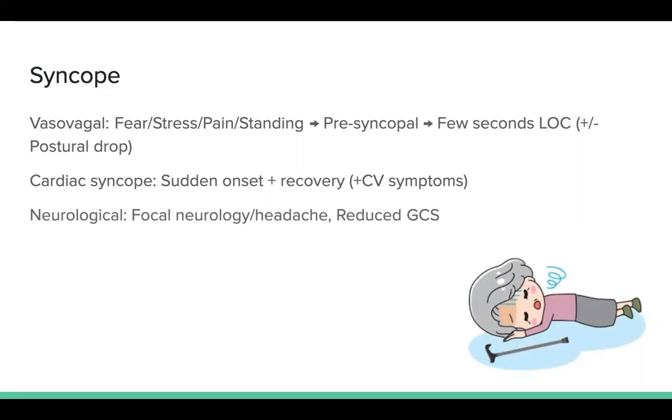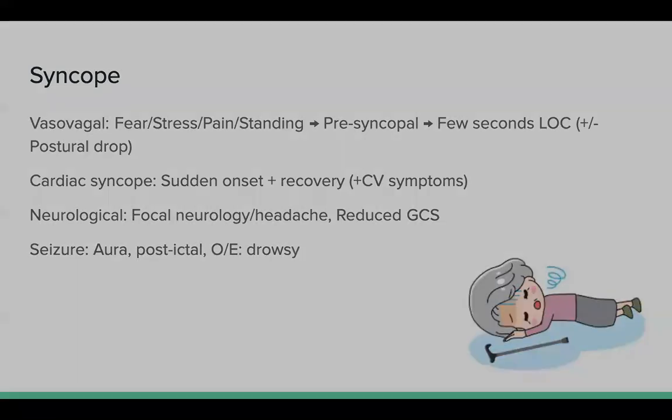Next, we've got neurological syncope or neurological collapse. With this, it's usually associated with either headache or focal neurology and perhaps reduced GCS. And sometimes patients have seizure. Seizure is usually associated with aura and a post-ictal period following the collapse. The lactate's usually high. Sometimes they have incontinence and tongue biting. And on examination, by the time you've got there, they're usually quite drowsy in that post-ictal period.